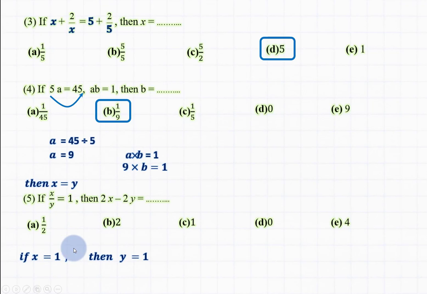Then if x equals 1, the value of y must equal 1. Then 2x minus 2y equals 2 times 1 minus 2 times 1, which equals 0. Because 2 times 1 equals 2, minus 2 times 1 equals 2, 2 minus 2 equals 0.